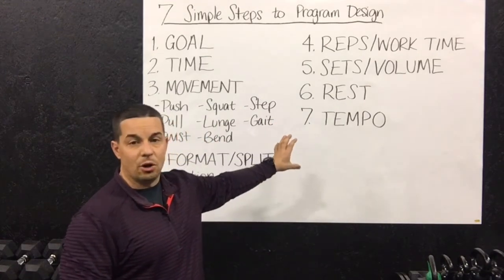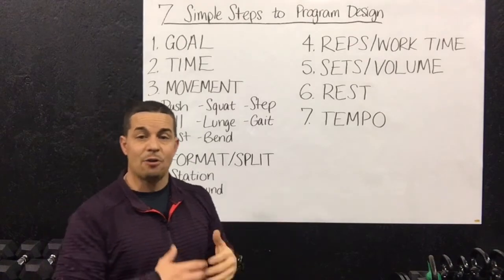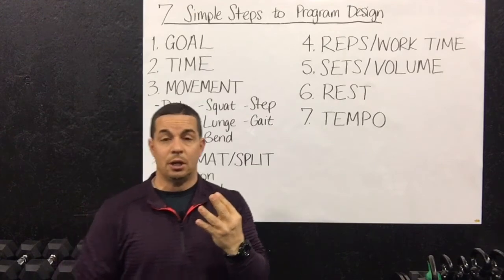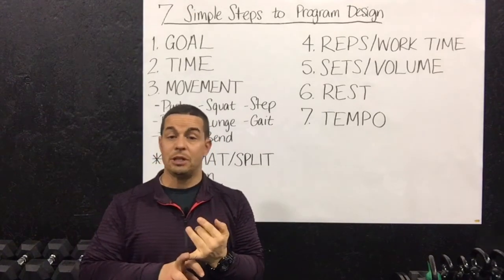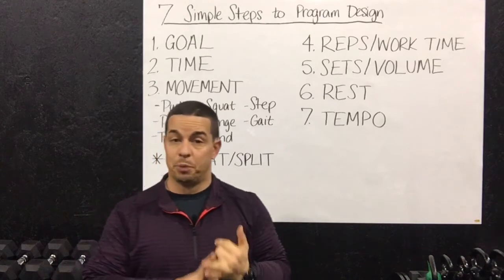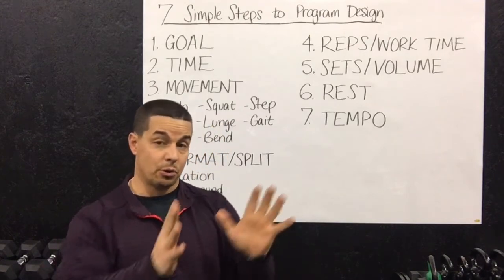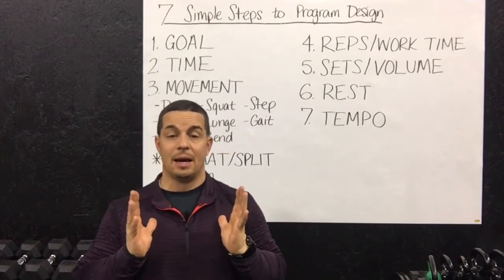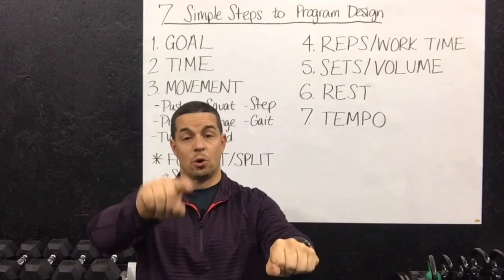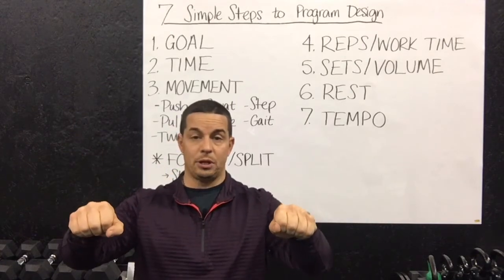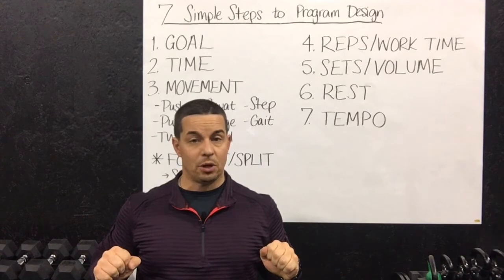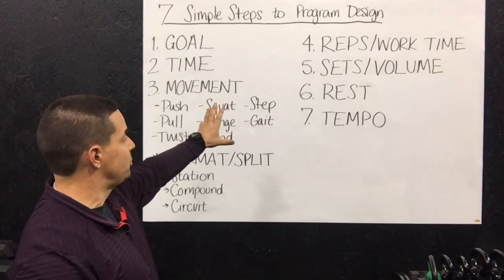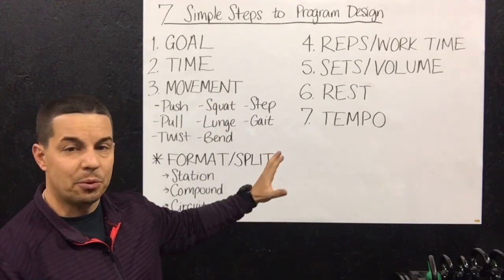Last but certainly not least and often overlooked is tempo. Tempo is how fast am I moving, okay? And we're usually dictating that in a 4-number sequence. First is your eccentric or your lowering. Second is your pause. Third is your concentric or your lifting. And then the fourth is your pause again. So if I were to do a bench press and I did a 4-1-1-1, it would be 4, 3, 2, 1 down, 1 second pause, 1 second up, 1 second pause. Once you have all those, you can basically write a program at any point.